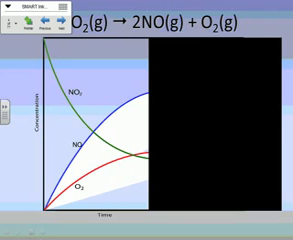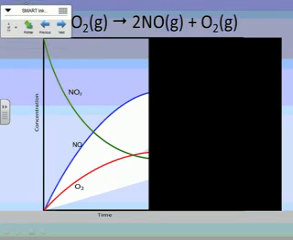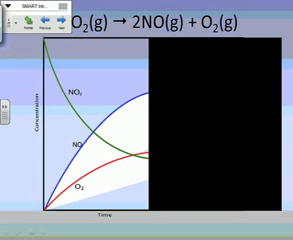All right. An example of what you would see if you're looking at a concentration versus time graph for something like this. Let's show you this. 2NO2 yields 2NO plus O2. So notice NO2 is your reactant here, so that concentration is going to be going down over time.